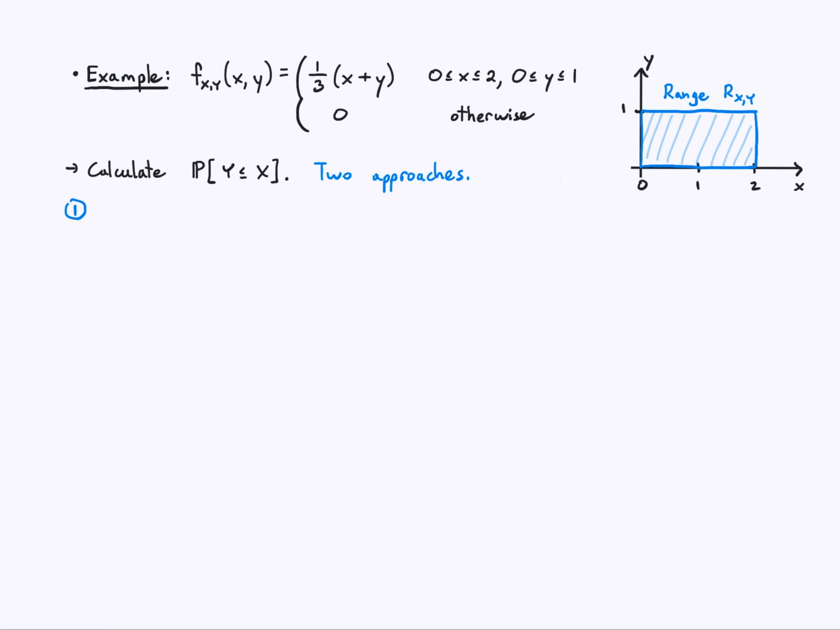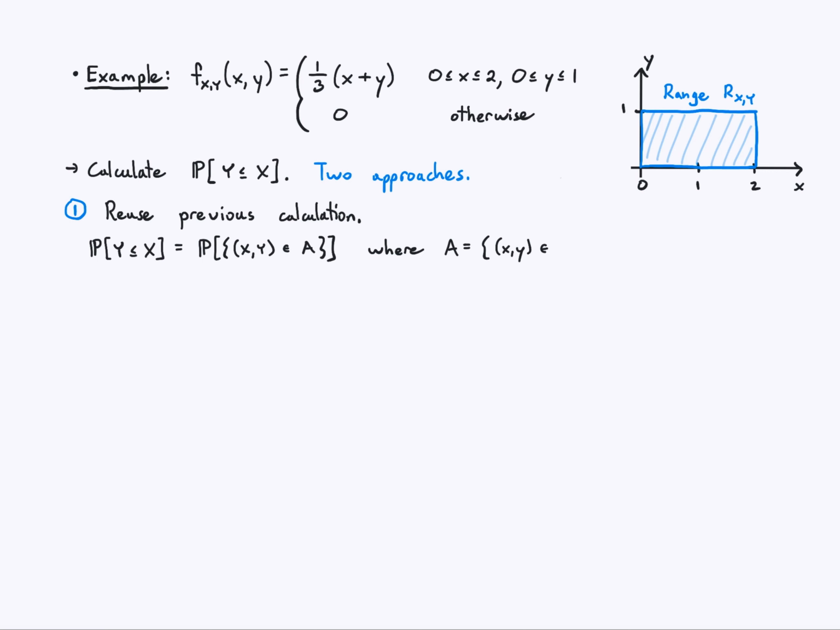The easy approach first. So the easy approach is I'm just going to reuse what I did before. Okay? So I reuse the previous calculation, and the previous calculation was something about y being greater than x. Well, here I want y less than or equal to x. That's the probability that xy falls into some region A, and in this case, that region A is just the set of xy values in the range such that y is less than or equal to x. Okay, that's what I want to figure out.